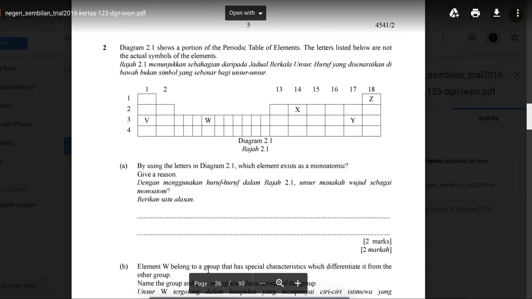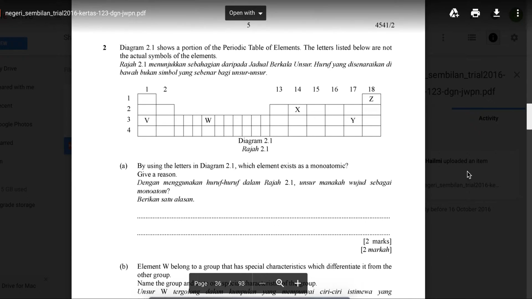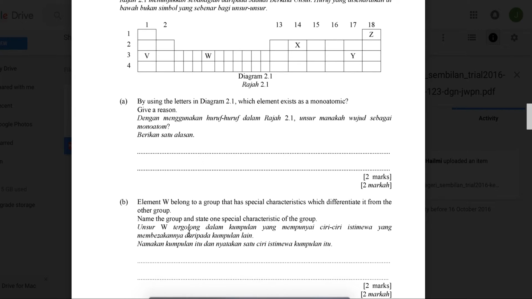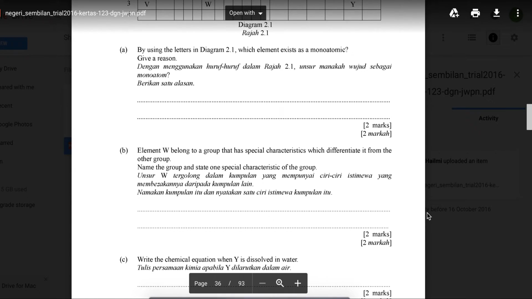Element W belongs to a group that has special characteristics which differentiate it from the other group. Okay, element W, I know already which group this is in. Transition elements, right guys? So name the group, transition elements, and state one special characteristic of the group. We know 3 characteristics, guys. Remember, exhibits different oxidation number, that's the first one. Forms colored ions or compounds, that's the second one. The third one, acts as a catalyst. There you go. Super easy, 4 marks.